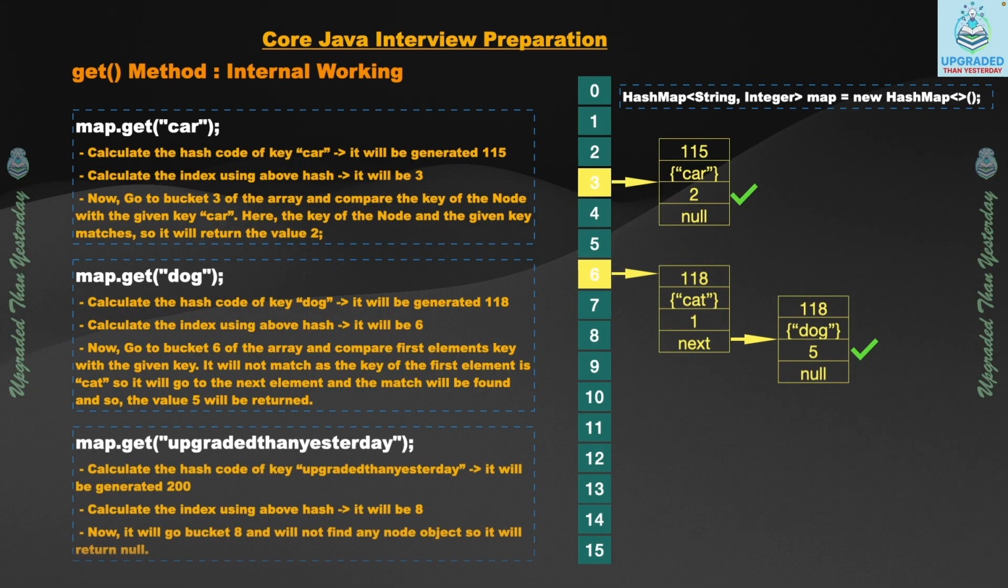At last, let's execute the get method for another key. As discussed, the hash code will be calculated as 200 and the bucket position will be 8. Now it will go to the bucket position 8 and will not find any node object, so it will return null.